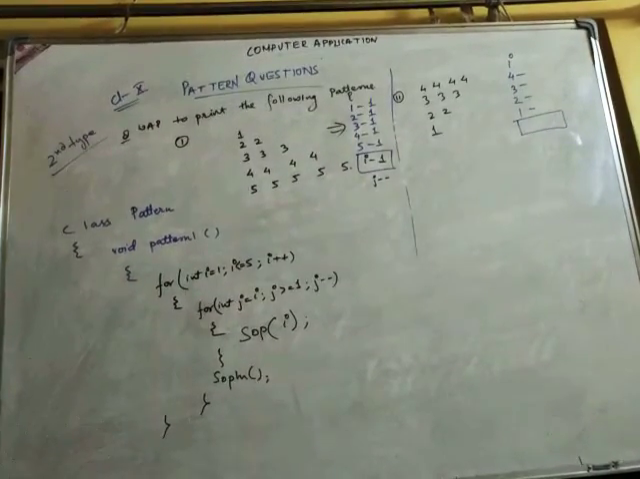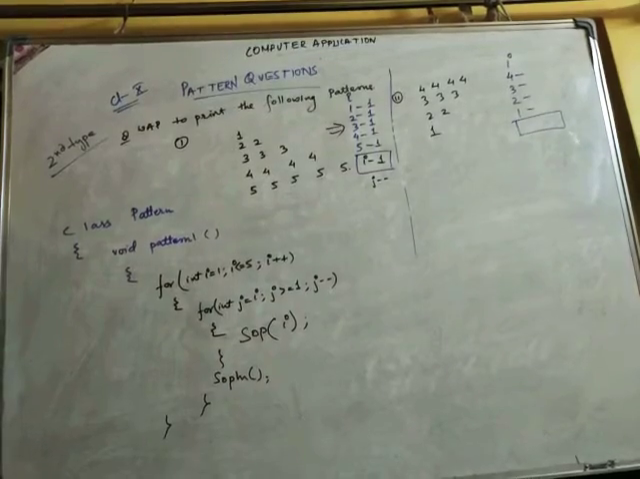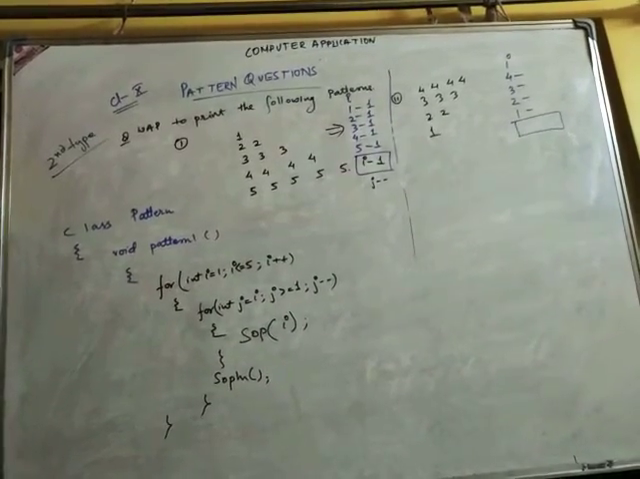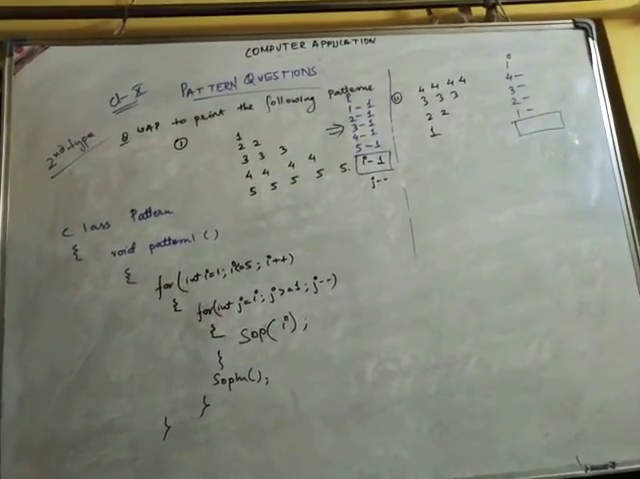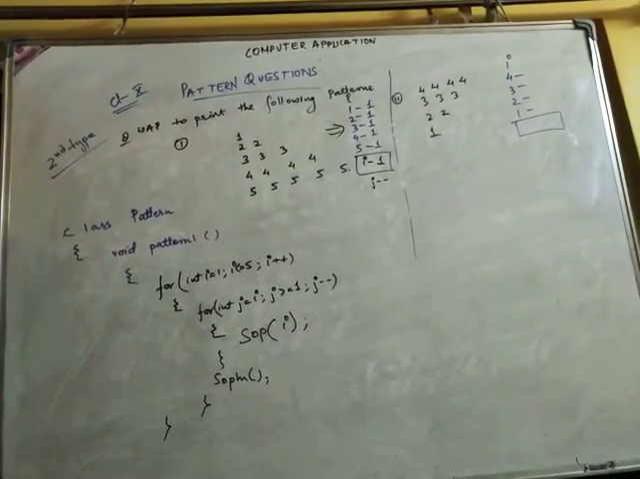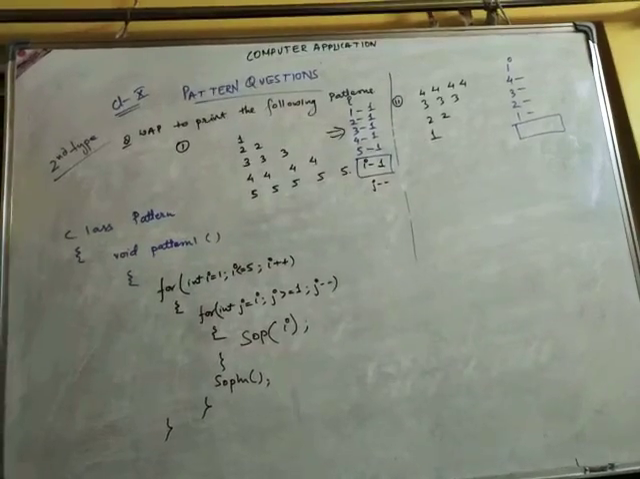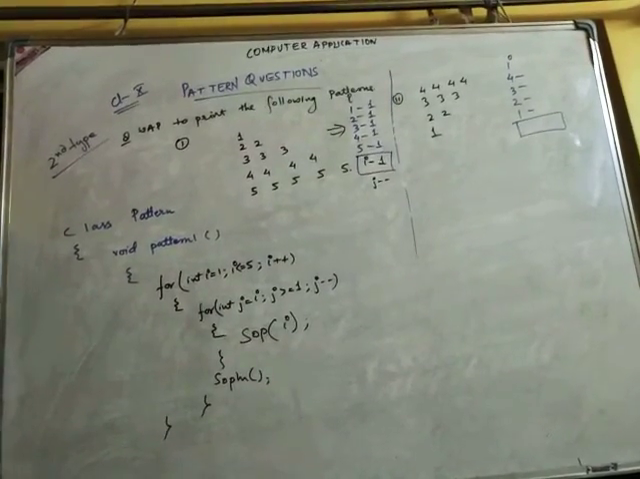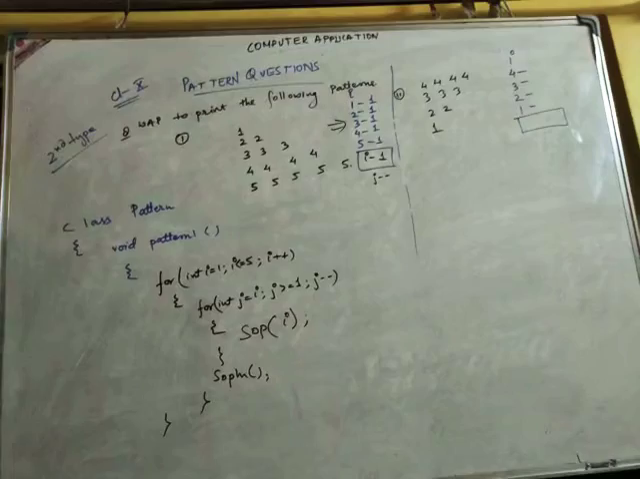For line number 4, the value of I is 4 and the J loop will be running 4 times. So 4 will be printed 4 times. For the last line, the J loop will be running 5 times and the value of I at that time is 5. So 5 will be printed 5 times. Clear? This is how this loop will run.